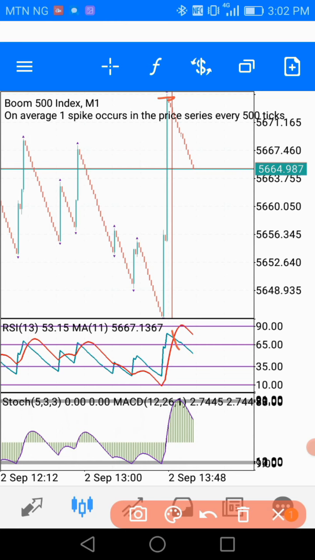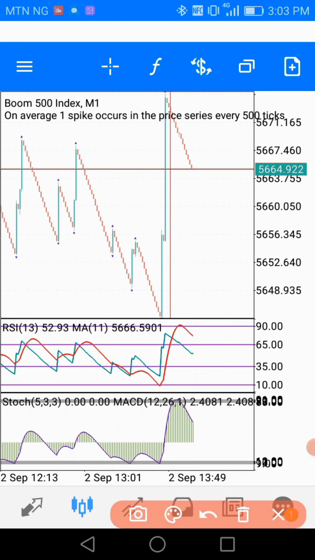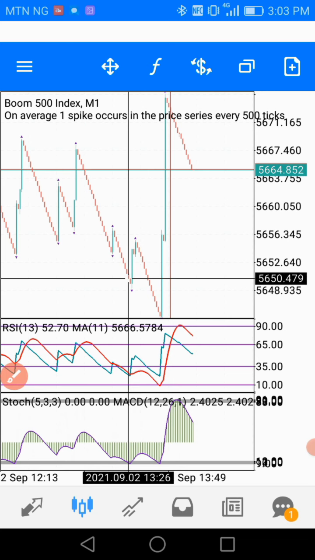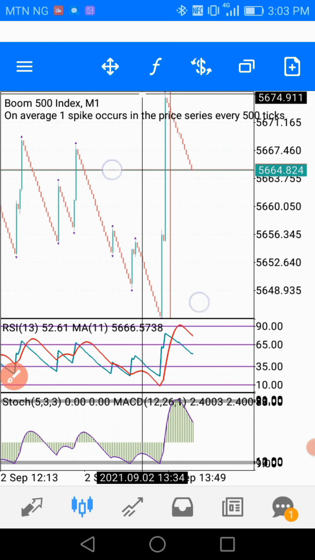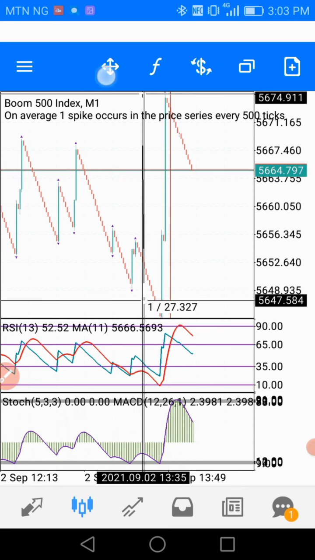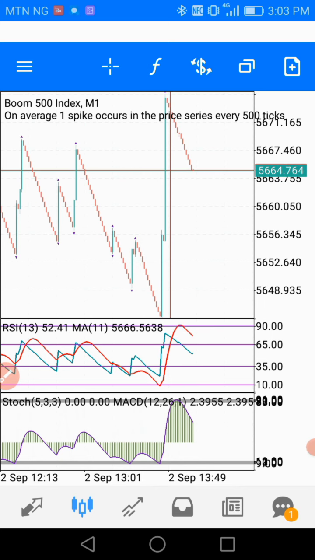Let me take a quick recap. Now, I say that you're looking out for a spike. Whenever it spikes this way, if the pip made by the spike is 18 and above, then you wait for a crossing between the relative strength index on indicator window 1 and the moving average, whereby the relative strength index cuts the moving average from up moving downward, and the crossing has to be at the 60 level or above, of the relative strength index.